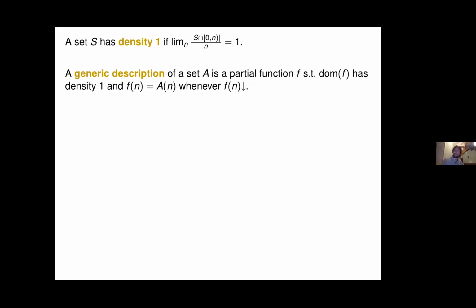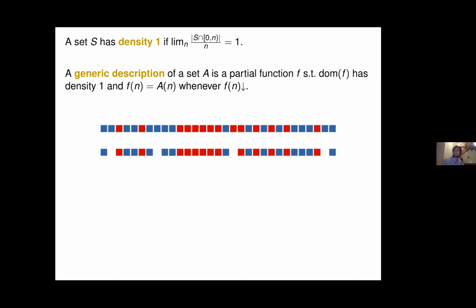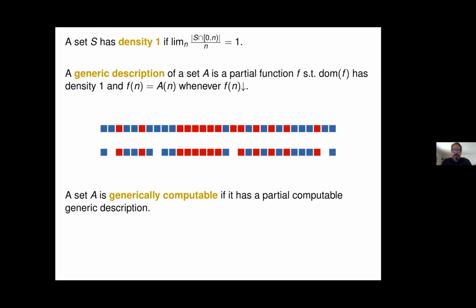So the idea is that it's a description of a set that always gives the correct value, except once in a while it doesn't give any value. It doesn't actually give you an answer. So here's a picture of it. Here's our set A, and here's a generic description. If I did things right, all the things are the same color, except there's a few holes. And the idea is that as you go along, the holes get rarer and rarer. Now, there's no computability theory here yet, but of course, we can then talk about computable generic descriptions and say that a set is generically computable if it has a partial computable generic description.